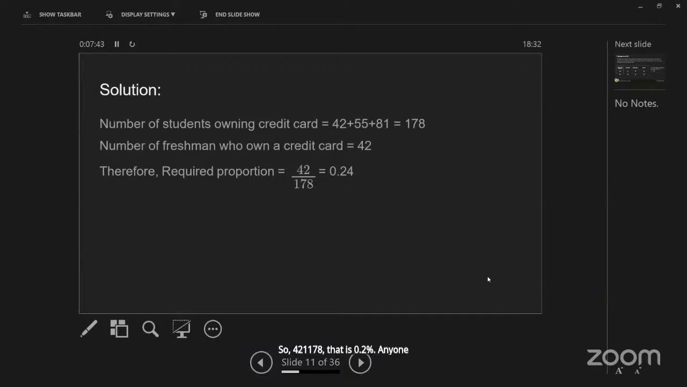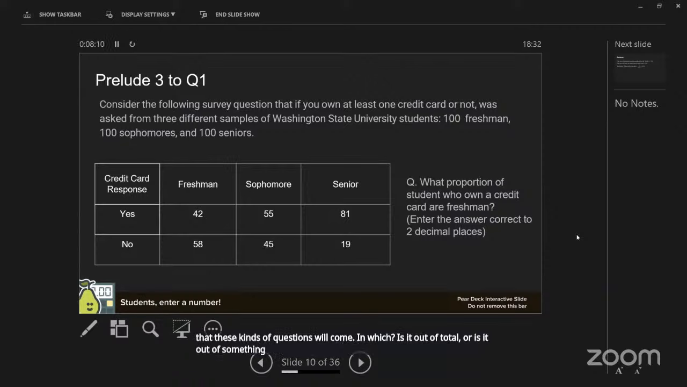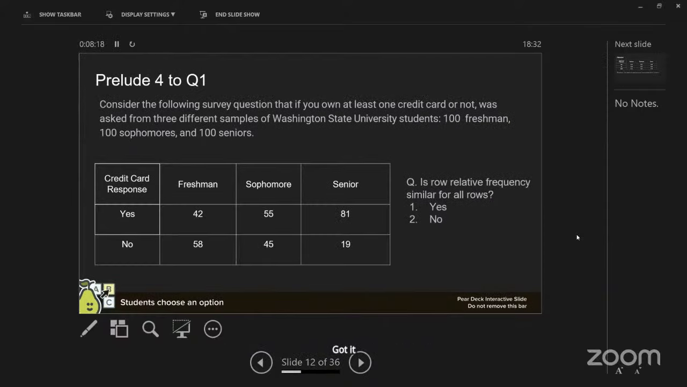Anyone who didn't get it? I was wrong. I just calculated 42 out of the total. So the wording is important in a contingency table. Now you all will be aware that these kinds of questions will come, where you must check whether it is out of the total or out of something else. In this case, you had to take the row relative frequency. You know about row relative frequency, right? Got it, sir. Okay, fourth one.